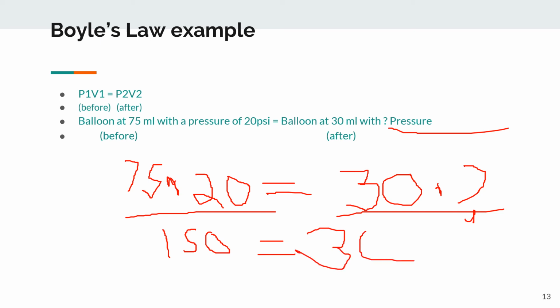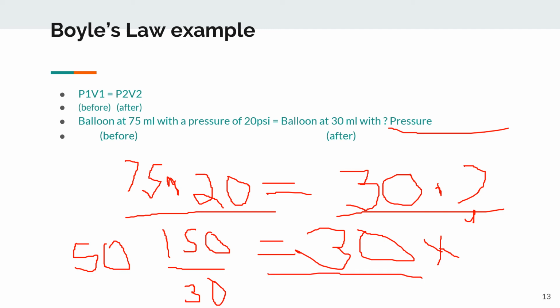So 30x, basically, x is what we're looking for. To isolate x, we should remember with our lovely algebra that we need to divide both sides by 30, right? To get rid of it, we divide both sides by 30. So the psi on the right side of the equation is going to be 50. So 50 psi would be the correct answer.